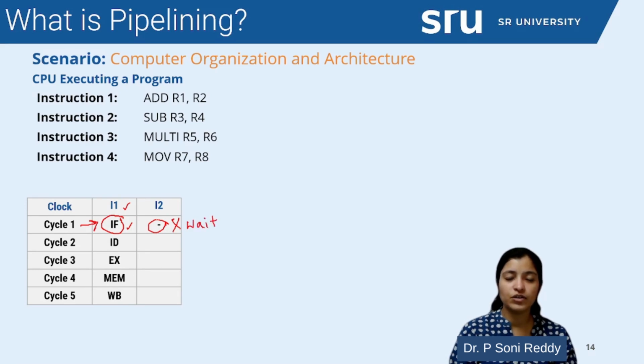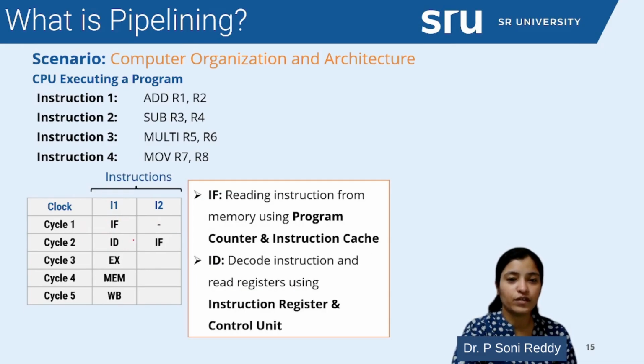So instruction 2 is not being executed in the first clock cycle, it is waiting here. Once this first instruction fetch is completed and it is moving on to the decode phase, what will happen to instruction 2? In instruction 2, we will start with the fetch cycle here in clock cycle number 2. So in clock cycle 2, once the instruction fetch has already completed for the first instruction, the decode stage will start.